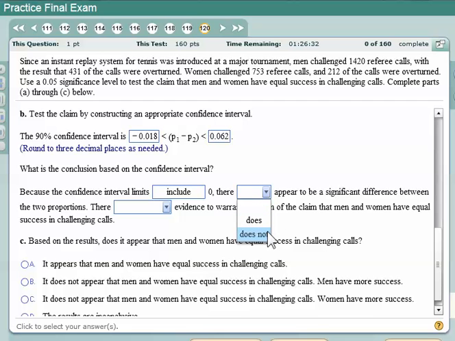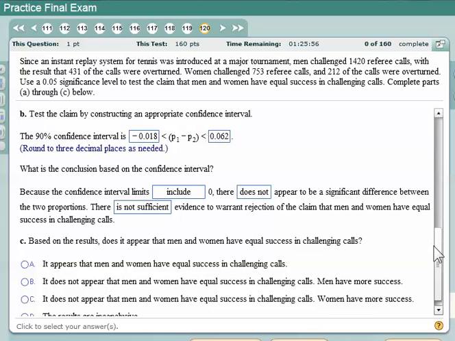does not appear to be a significant difference between them, because 0 is well within that, and we're 90% confident that we are netting the value there. So there does not appear to be a significant difference. It appears that it's 0 between the two proportions. Their final conclusion is going to be the same. There is not sufficient evidence to warrant rejection.